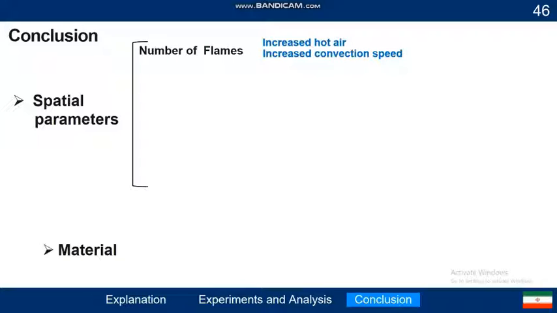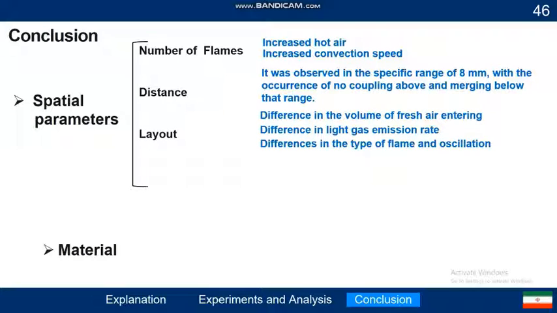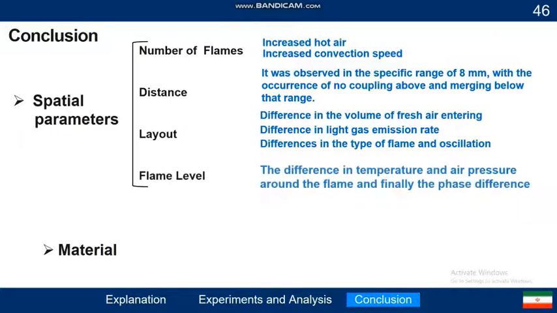Here, if you increase the number of flames, you increase the hot air and the convection speed. If you change the distance to 80 millimeters, you can see the oscillations, but at smaller distances they merge, and at bigger distances you can see that they have no oscillations. If you change the layout, you change the volume of fresh air, and again you change the oscillations. And if you change the level of the flames, you change the temperature and the pressure, so it is finally a difference in the phase.